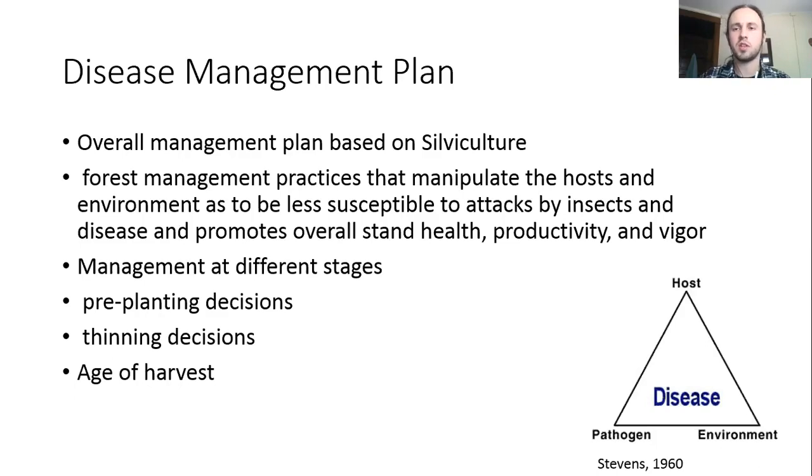So overall, our management strategy is based on the concept of silviculture, that is forest management practices that manipulate the host and the environment to be less susceptible to insects, disease, as well as promote overall stand vigor, health, and productivity. This goes back to the disease triangle concept. You want to have an environment that's not susceptible to disease and a host that is vigorous and productive. And there are multiple different stages during management that you can practice this.